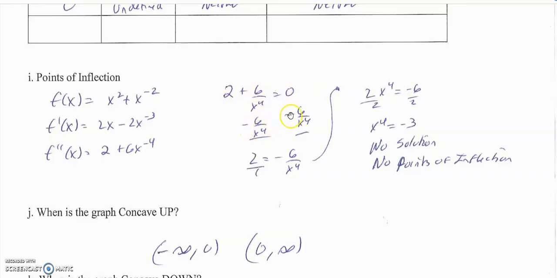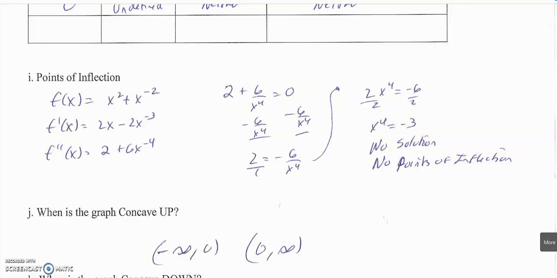Subtract 6 over x to the 4 from both sides, which gives us 2 equals negative 6 over x to the 4. Cross multiply. 2 times x to the 4 equals 1 times negative 6. So 2x to the 4 equals negative 6. Divide both sides by 2. x to the 4 equals negative 3. x to the 4 cannot equal negative 3, so no solution, no points of inflection.